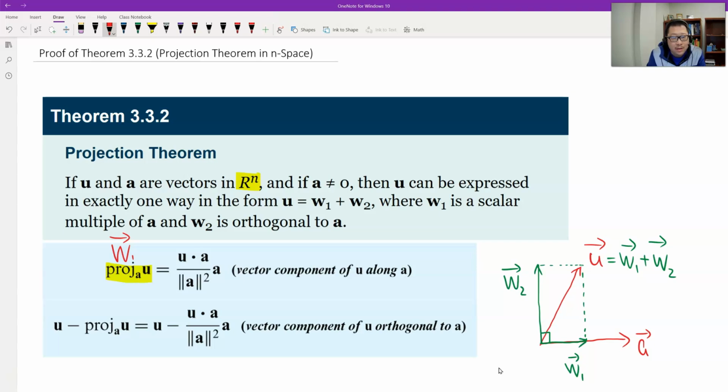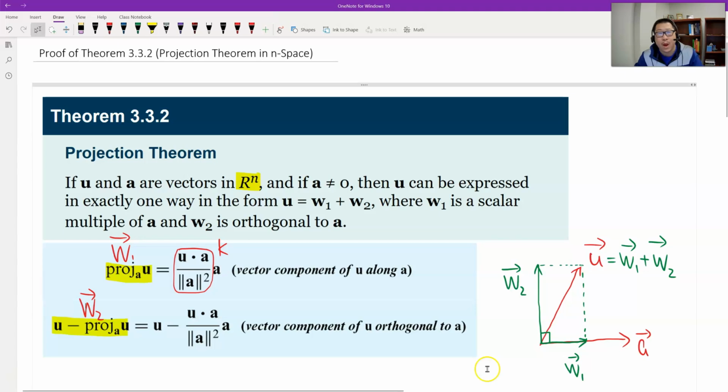Therefore, w1 is a scalar multiple of a, and it has a coefficient. I will simply say this is a constant number k. W1 has this form, which we need to prove. And second, once you find out what w1 is, the other component is w2: u minus w1, of course, is w2. Now let's prove why.